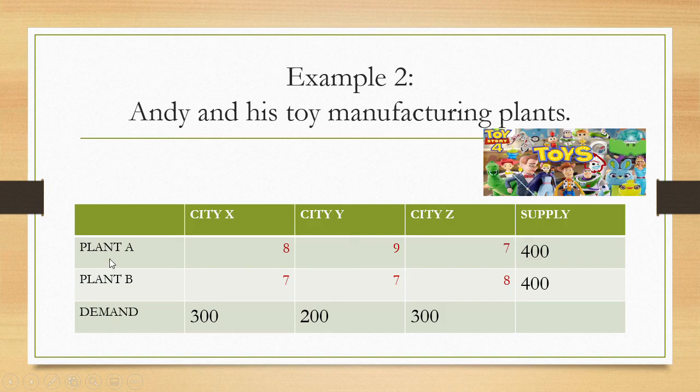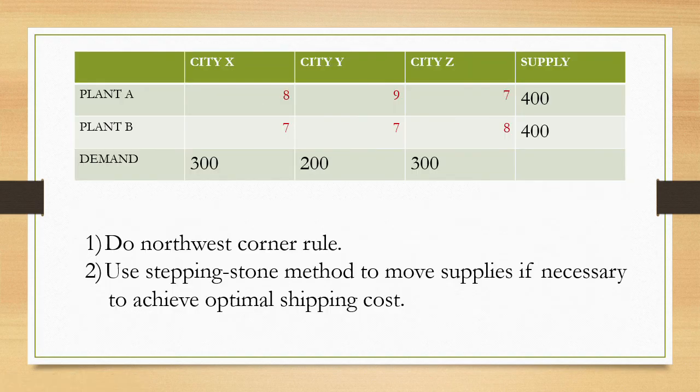So the transportation model gives us two plants, A and B, with supplies 400 and 400, and destinations city X, Y, and Z with demands 300, 200, and 300. We can think of these values as boxes of toys, and the numbers on the upper right corners are the unit shipping cost. As mentioned in the previous videos, to solve these transportation problems we have to carry out the northwest corner rule and the stepping stone method.